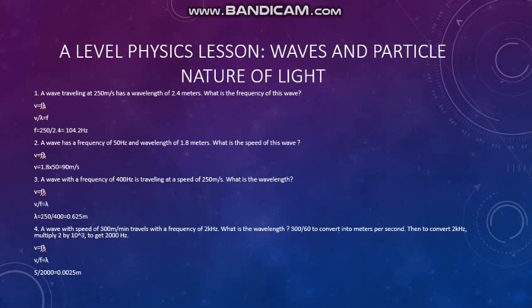Now the fourth question states that a wave with speed 300 meters per minute travels with a frequency of 2 kilohertz. What is the wavelength? Before we can determine the wavelength, we need to make the conversions into the standard units. To convert 300 meters per minute into meters per second, we divide 300 by 60, as there are 60 seconds in a minute. Then to convert the frequency from kilohertz to hertz, we simply multiply 2 by 10 to the power of 3, or 2 by 1000, to get 2000 hertz.